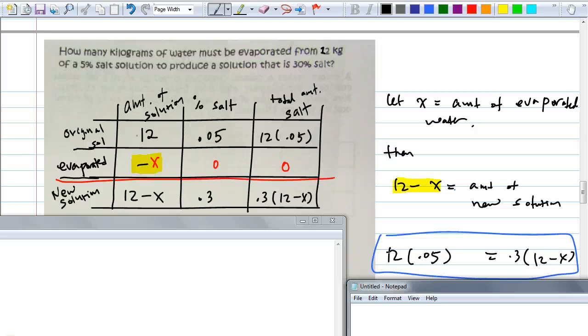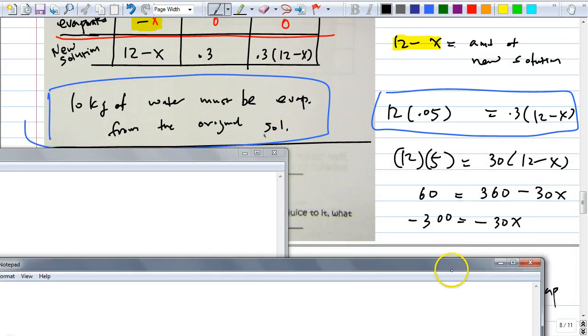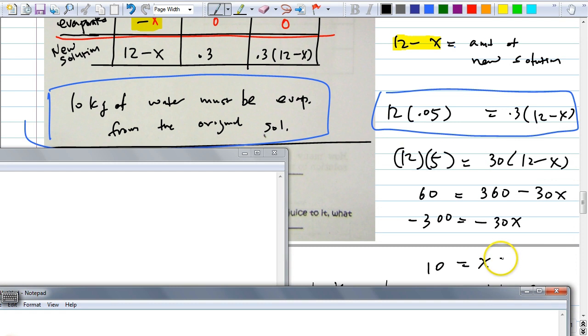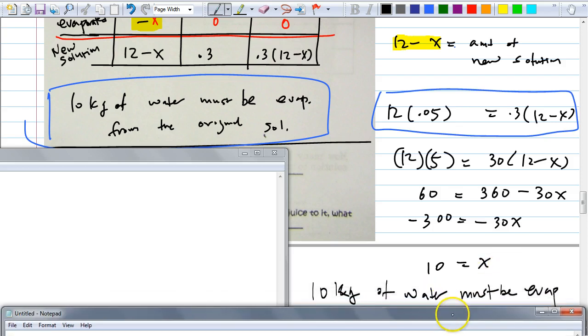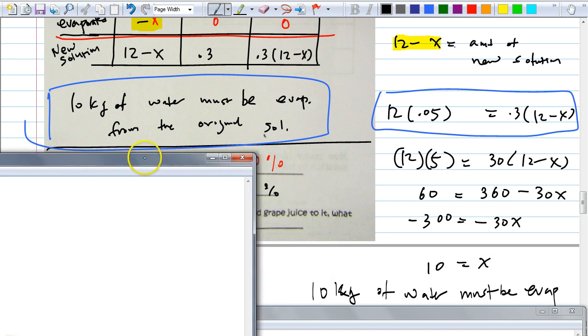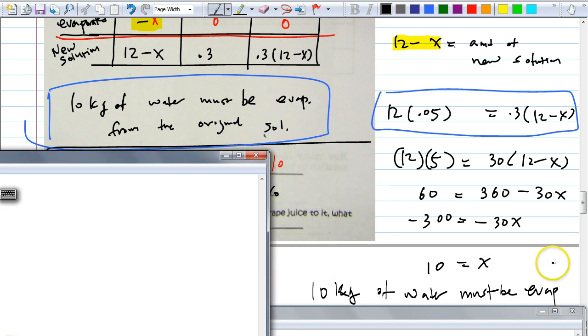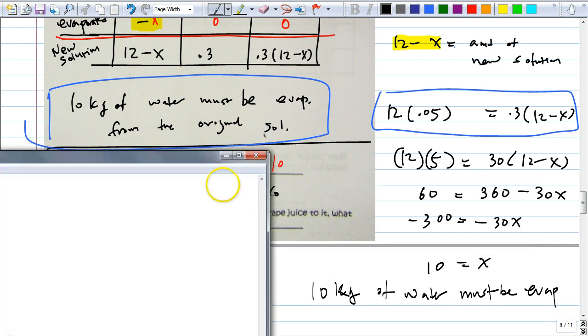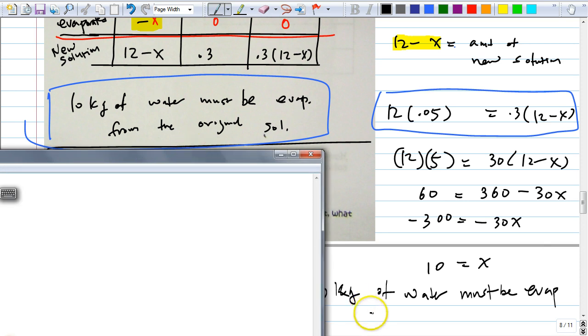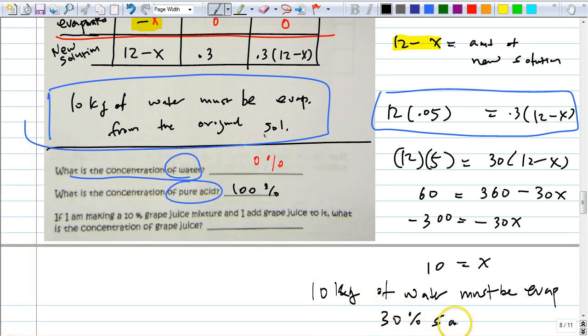I think some of you are already done. Okay, go ahead, solve it. So, did you all get 10? Yes. Good. So what does it mean? We need to write this as a sentence. Marilyn, what does it mean? That's right. 10 kilograms of the water must be evaporated so that it becomes... How many percent do we want? 30%. Yeah, so that is 30% salt. Any questions? We're good. All right.